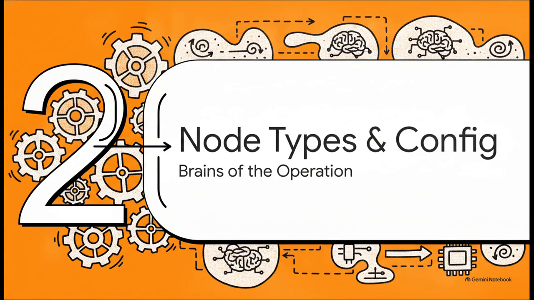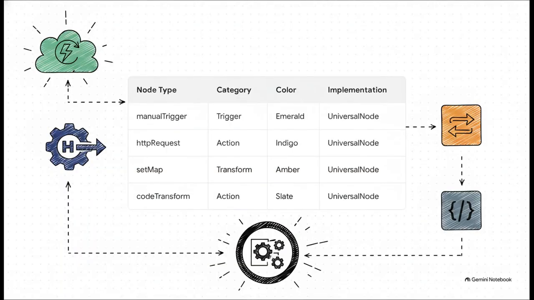Let's shift gears to Section 2, Node Types and Configuration. This is really the brains of the operation. Take a look at this breakdown of the node config map. What's brilliant here is the shared component architecture. Whether you're dropping in a manual trigger, an HTTP request, a set map for transforming data, or a code transform block, they all share the exact same universal node component under the hood. But to keep things clear for the user, they utilize entirely distinct UI badges, icons, and colors, like emerald for your triggers or indigo for actions, so you instantly know their specific role in the orchestra.